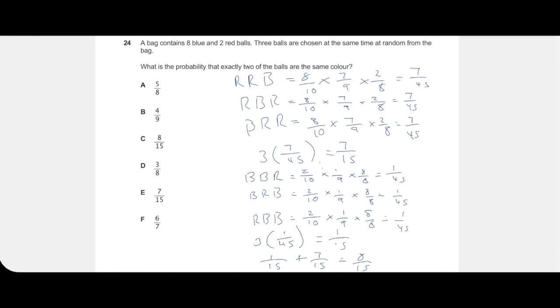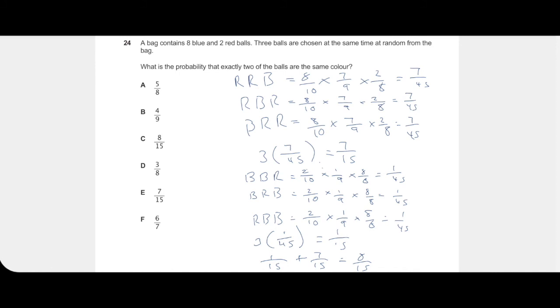Now let's work out the probability of blue, blue, red. And that's going to be equal to 2 over 10 times 1 over 9 times 8 over 8, which is equal to 1 over 45. And 1 over 45 is going to be the probability of having blue, red, blue, and red, blue, blue.